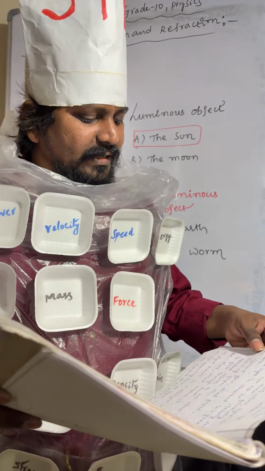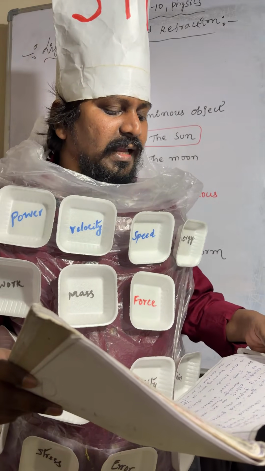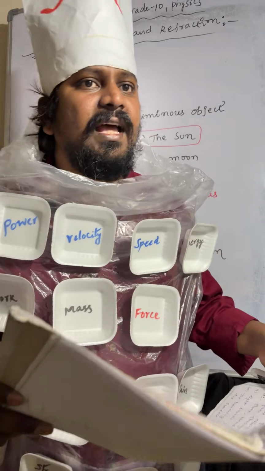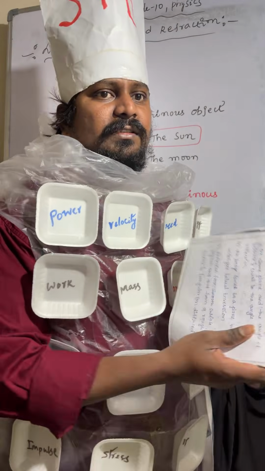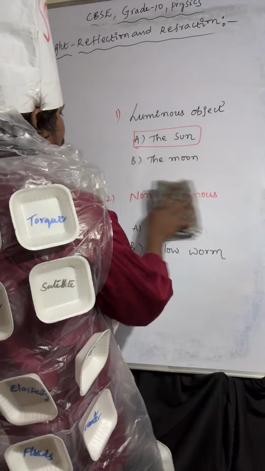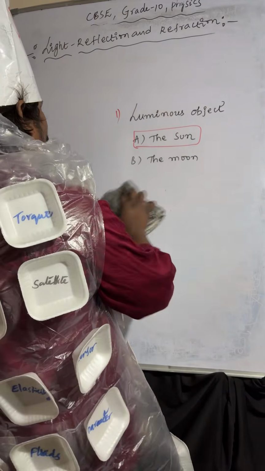Ground glass comes under transparent or translucent? Let me check the previous one first. The non-luminous object is the earth, so the answer is A.